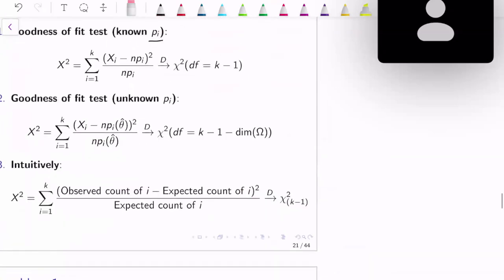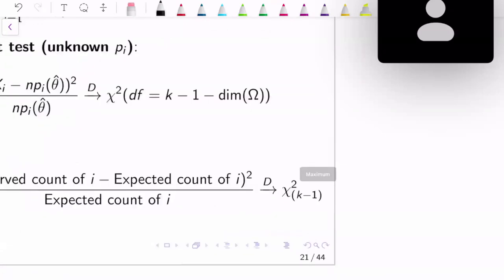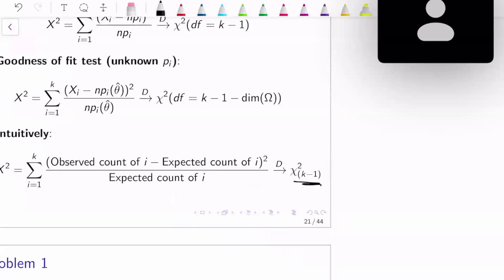The intuitive sense of a goodness of fit test, I think it's used mostly in science or biology. You're categorizing, and you're taking the expected amount that's supposed to fall in that category. You're taking what you observe minus what you expect, squaring that difference, and then dividing it by the expected count. Then this will converge in distribution to a chi-squared k minus 1, where k is the number of categories you have.